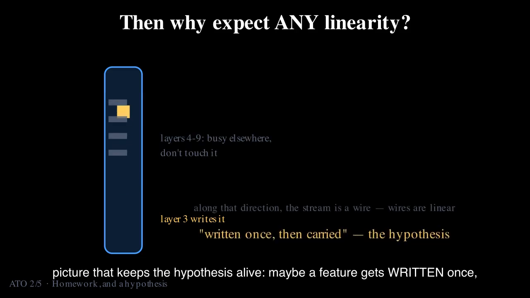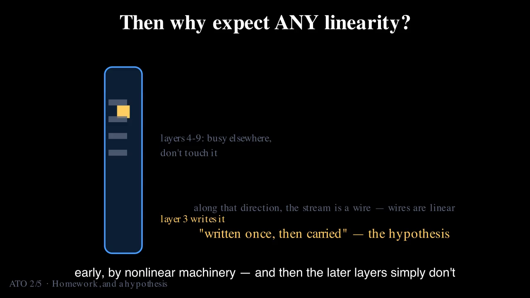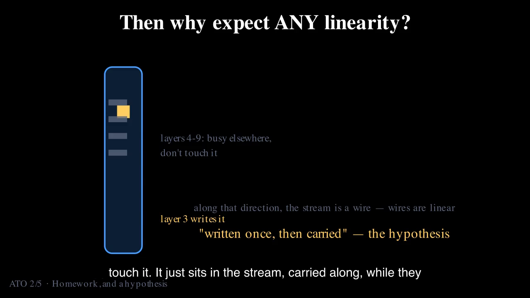Here's the physical picture that keeps the hypothesis alive. Maybe a feature gets written once, early, by nonlinear machinery, and then the later layers simply don't touch it. It just sits in the stream, carried along, while they work on other things. If that's the life story of a feature, then along that feature's direction, the stream behaves like a wire, and wires are linear. Whether that story is true is an empirical question. That's why we build a test instead of an assumption.